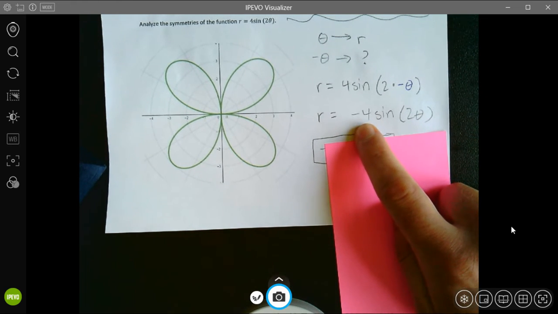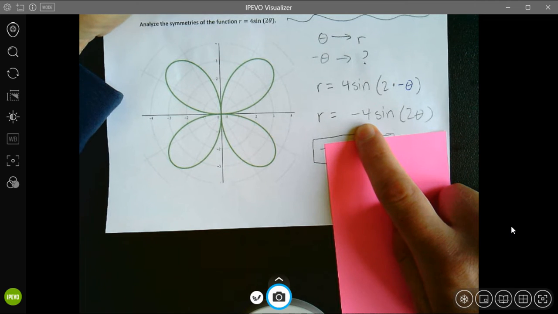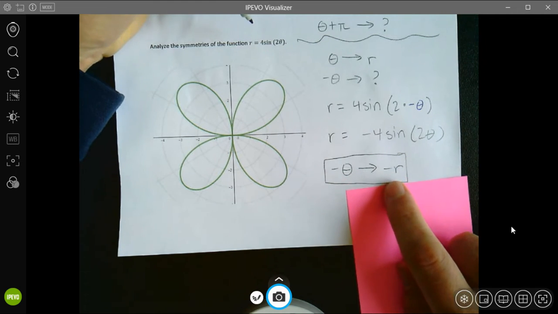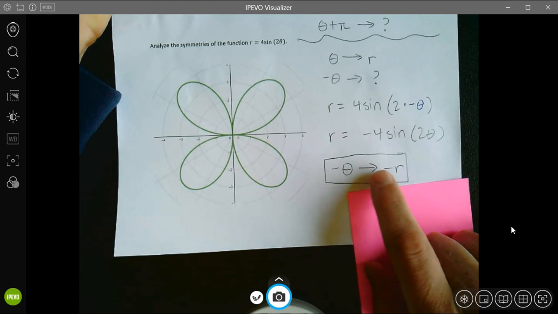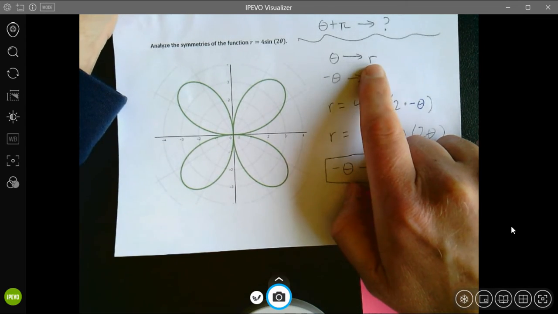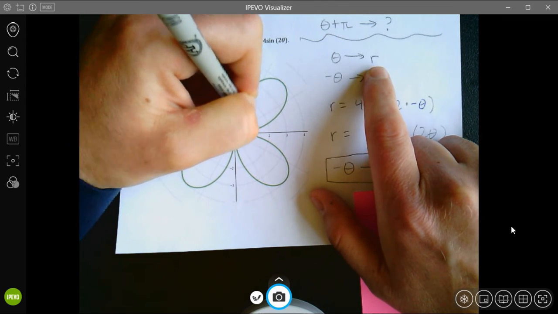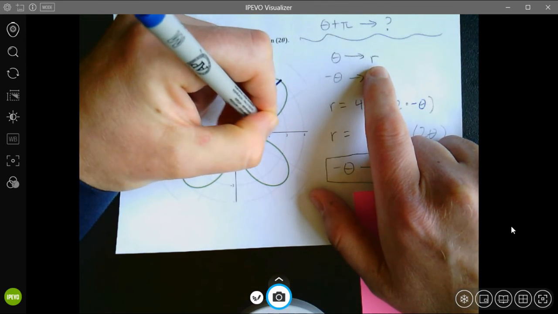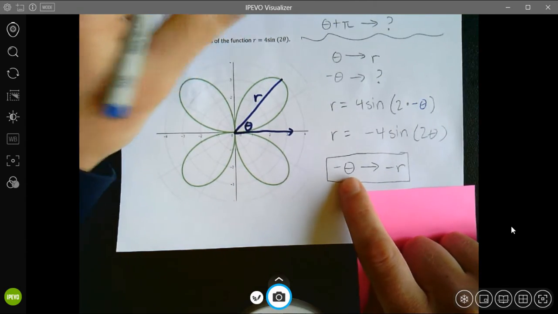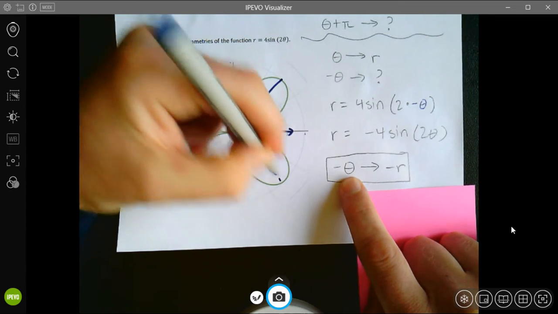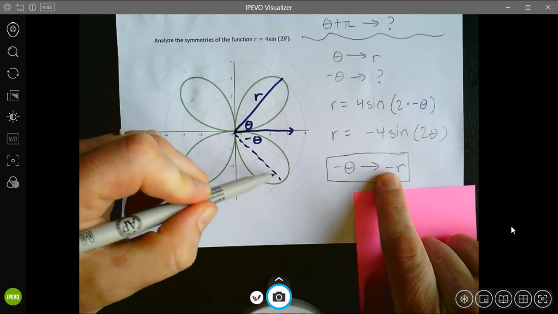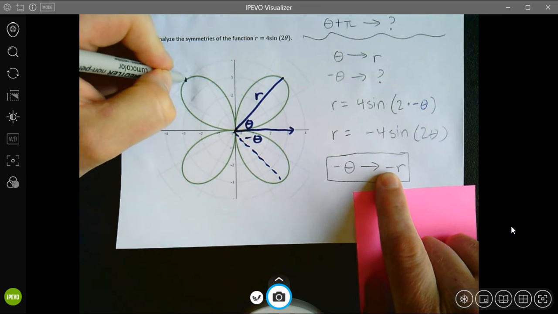Okay, compare. Negative 4 sine 2 theta is just the opposite of 4 sine 2 theta. So this expression is equivalent to the opposite of r, and we've just proved that negative theta corresponds to the opposite of r. All right, how does that play out on the graph? Well, again, if we plot a point at theta, r, so r units from the pole forming an angle of theta with the positive x-axis, that's supposed to correspond to, if we take negative theta, this angle down here, negative r. So we're going to go in the opposite direction by r units.